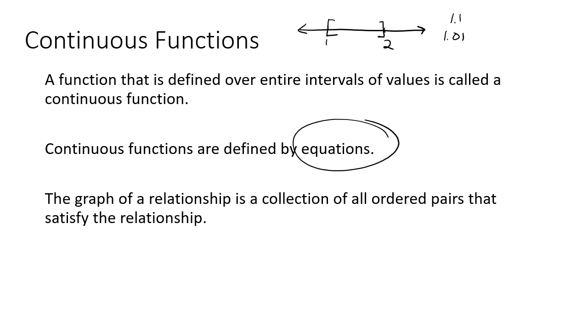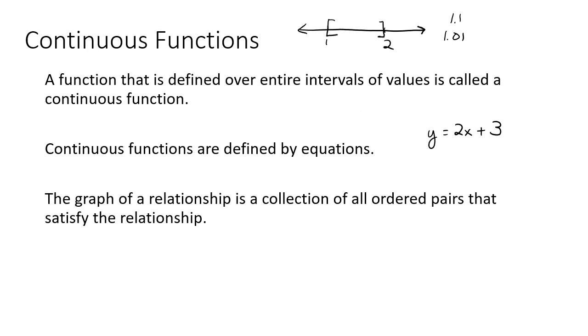So if a function is a rule that assigns a certain input to a unique output, we define continuous equations in terms of the instructions for how that's done. So if we have the function y is equal to 2x plus 3, what this is saying is it's giving you the set of instructions or the rule for turning an input into an output. You take your input, you double it, multiply it by 2, and then you add 3 to it to get the output. And you can do that for any value between 1 and 2.